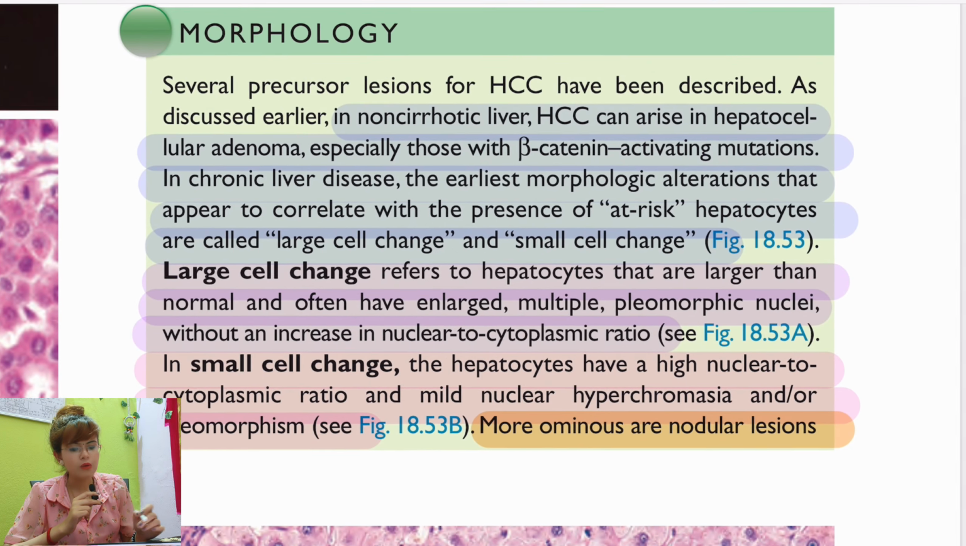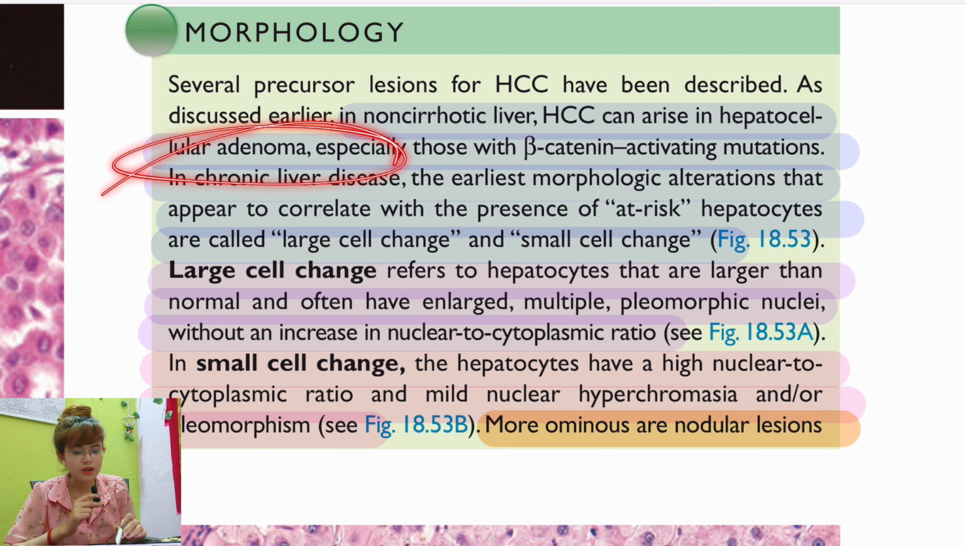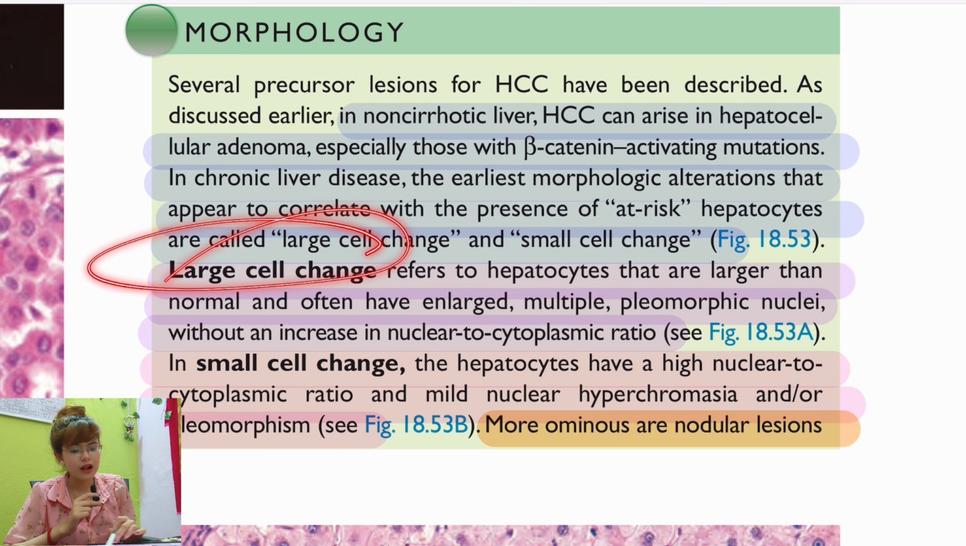Now, in the non-cirrhotic liver, HCC can arise in hepatocellular adenoma, especially those with beta-catenin activating mutation. I've already mentioned this point before. In chronic liver disease, the earliest morphological alterations that correlate with the presence of at-risk hepatocytes are called the large cell and the small cell change. Large cell change means the hepatocytes are larger than normal and have large multiple pleomorphic nuclei without an increase in the NC ratio.